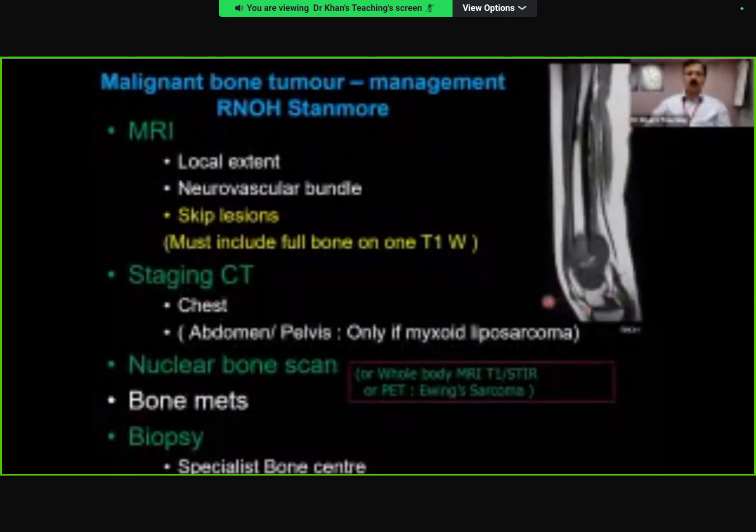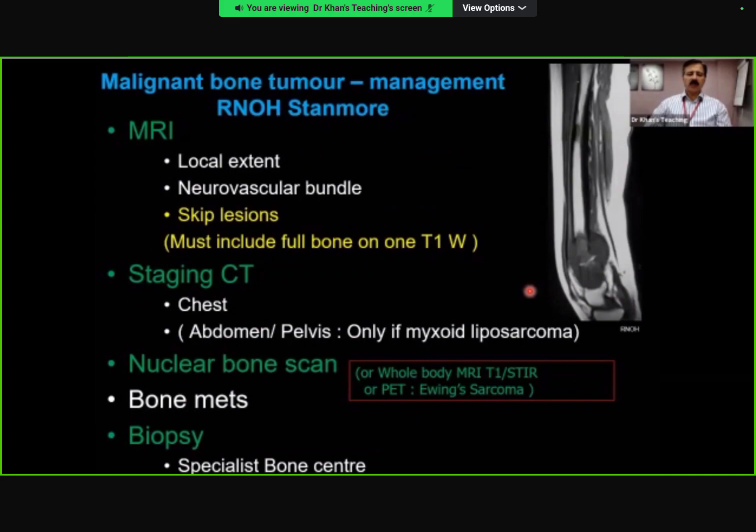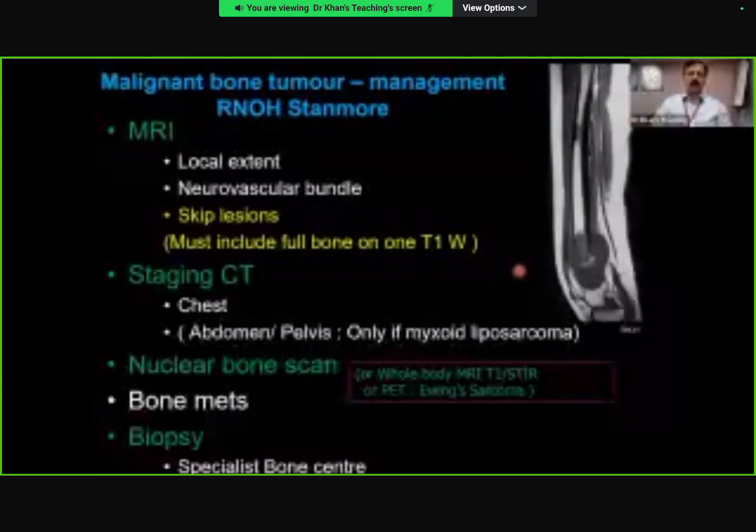What are you going to do next? Some people might say that I would like to do a biopsy. Please remember that for those of you participating from overseas, there is no concept of a biopsy at your center in the UK. In the UK, there are specialized bone tumor centers. And how radiology is practiced is that if you see a malignant bone lesion, you refer the patient to the bone tumor center. In the viva, this is what you have to say. Otherwise, you will get negatives for that.